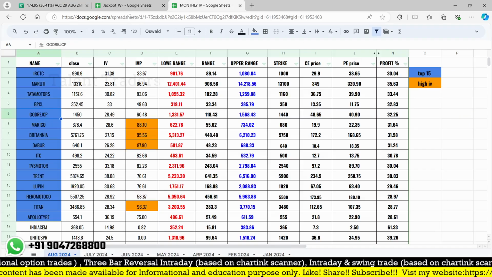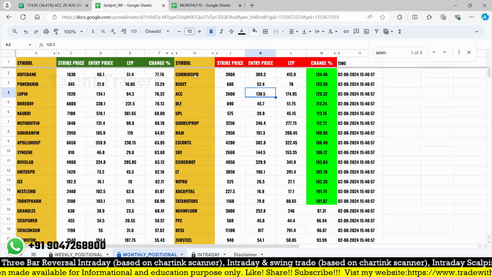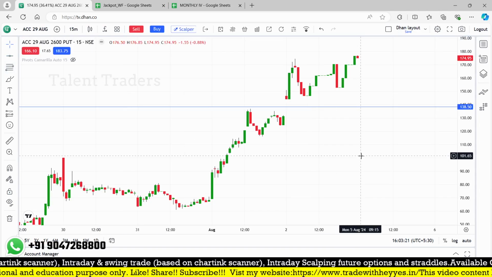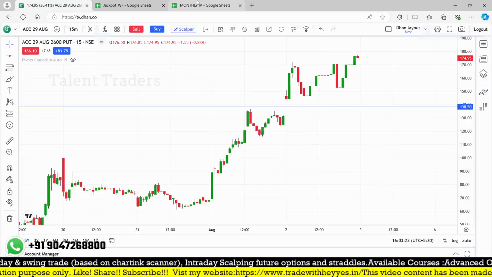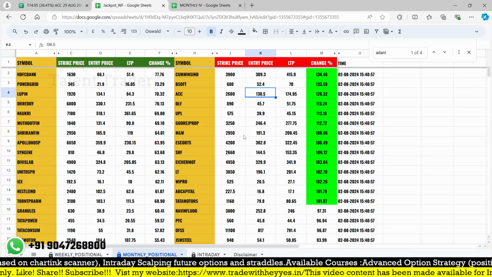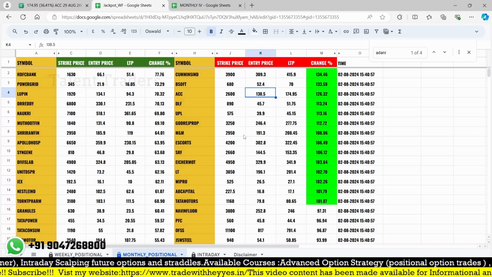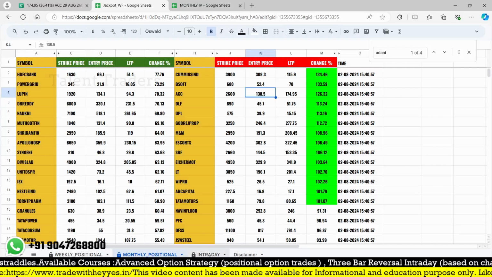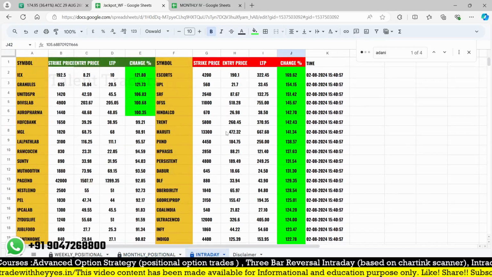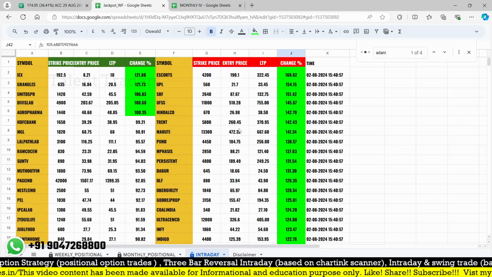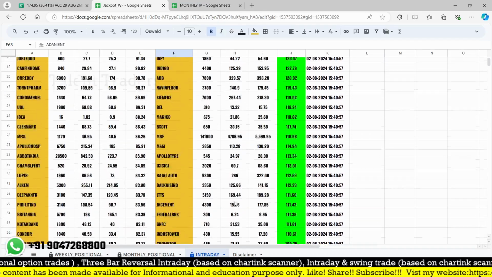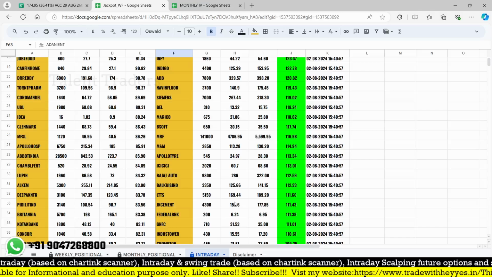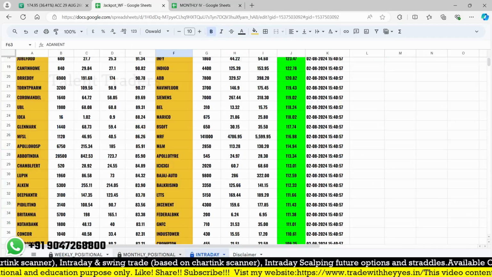In this case, our entry point in ACC is 138.5. So let me mark 138.5. It doesn't give you the opportunity. So whatever stock was shown on this Google sheet, it doesn't give you all the opportunities. Even in my intraday trading today, almost 50 plus stocks opened gap lower. Due to the gap lower, most of the puts triggered those levels in the first candle itself. So finding intraday opportunities is quite difficult. But on positional, we have a lot of opportunities today.